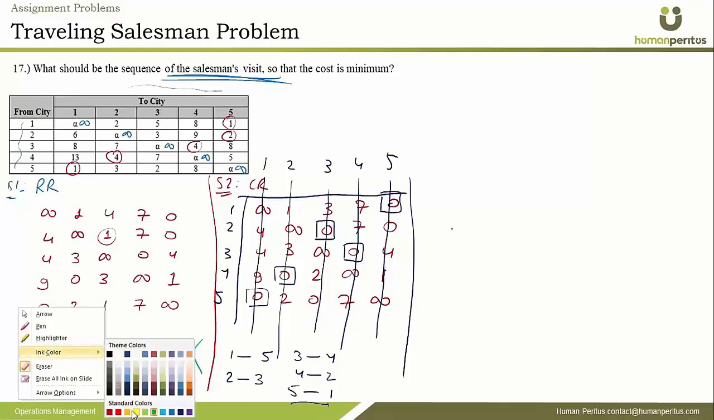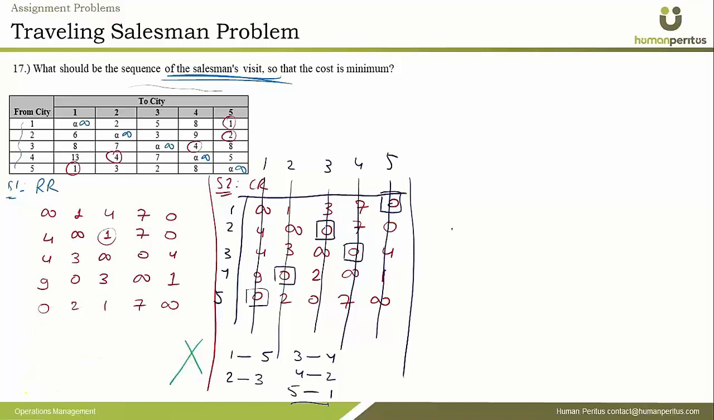So let me first write this matrix here. Infinity 1, 3, 7, 0; 4, infinity, 0, 7, 0; 4, 3, infinity, 0, 4; 9, 0, 2, infinity, 1; 0, 2, 0, 7, infinity. Right. So now we know if we go with the zero value, we are not able to find the optimal solution because our complete journey is not happening.